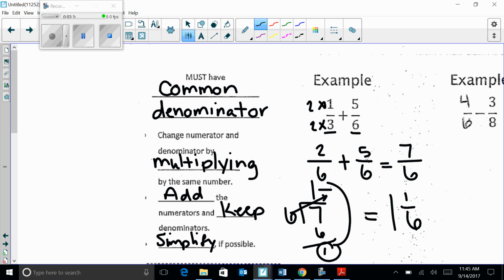Okay, so if you have any questions over that, remember half of this problem is just like what we did yesterday, but in order for us to get it to that format, we have to change our denominators and have common denominators. Okay, so let's look at the second problem. So we're going to go right to the one next to it and we're going to subtract.